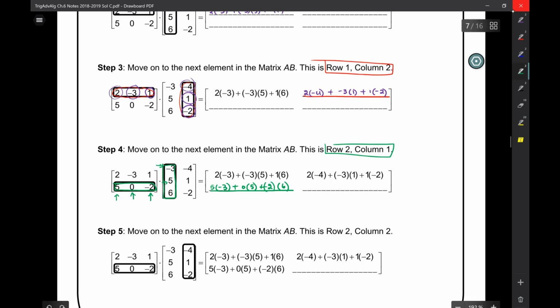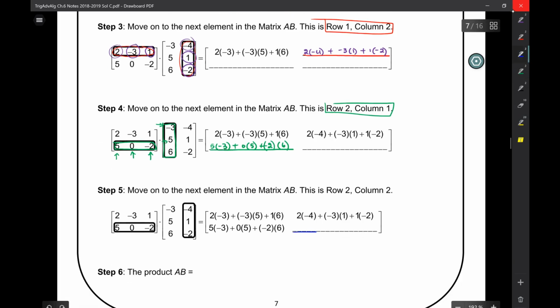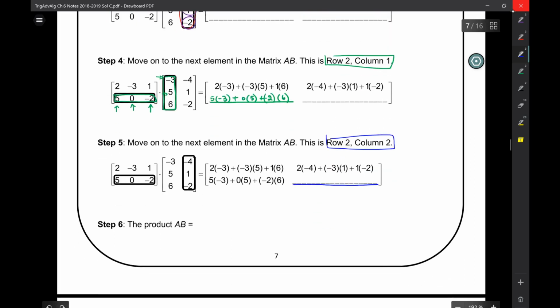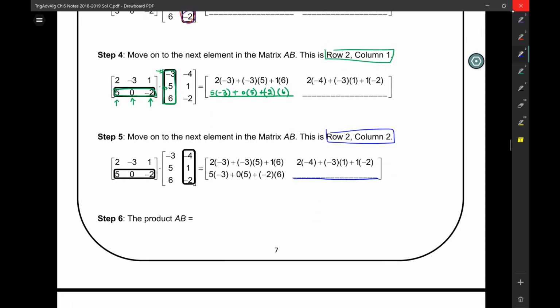And now, the last one, what position is this? Row 2, column 2. So we take row 2, column 2. So it'll be 5 times negative 4 plus 0 times 1 plus negative 2 times negative 2.